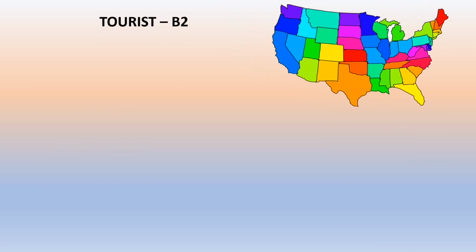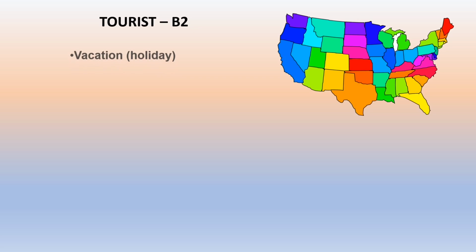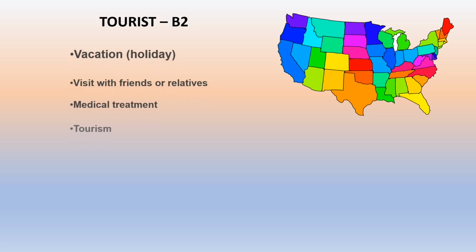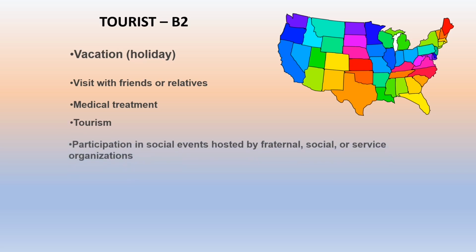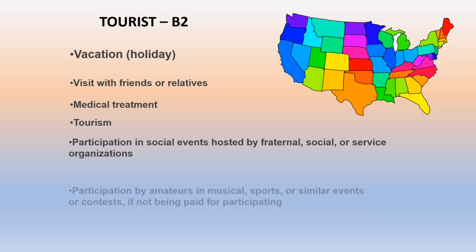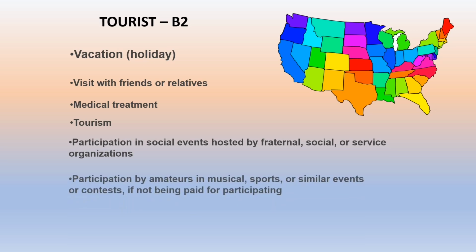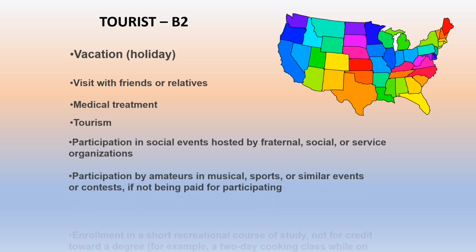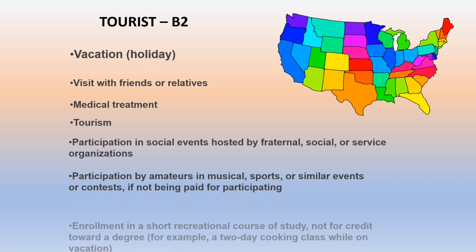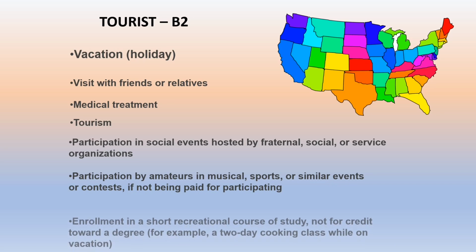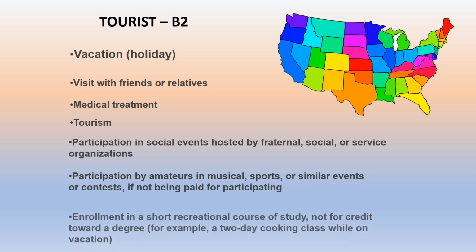The second type is the tourist, or B2, visa. This includes vacation or holiday, visit with friends or relatives, medical treatment, tourism, participation in social events hosted by fraternal, social, or service organizations, participation by amateurs in musical, sports, or similar events, or enrollment in a short-term recreational course of study not for credit toward a degree.